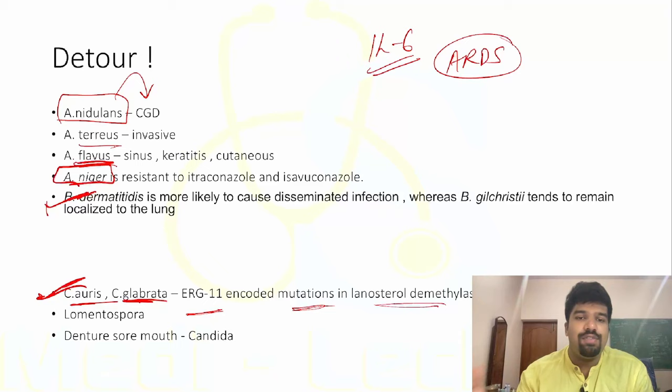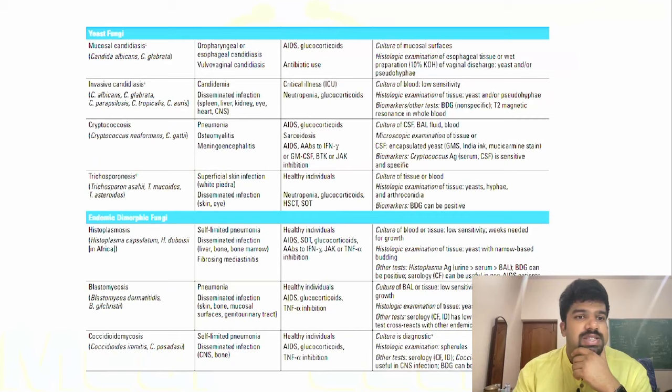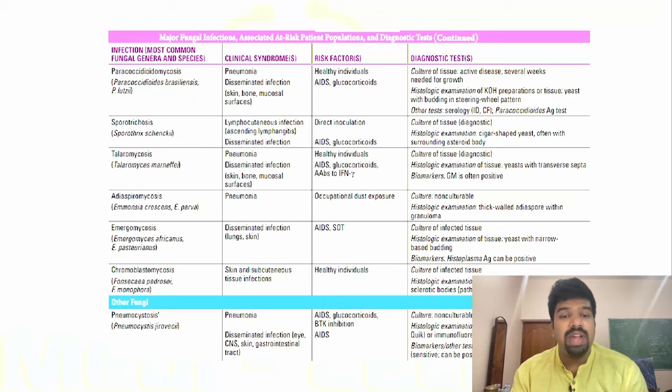Lomentospora. Why should you know Lomentospora? Lomentospora is an emerging resistant fungus. Please open and listen to me. Scedosporium and Lomentospora are important resistant fungi. Lomentospora is usually culturable from the blood, but it is never easily treatable with antifungals. Can you see over here?